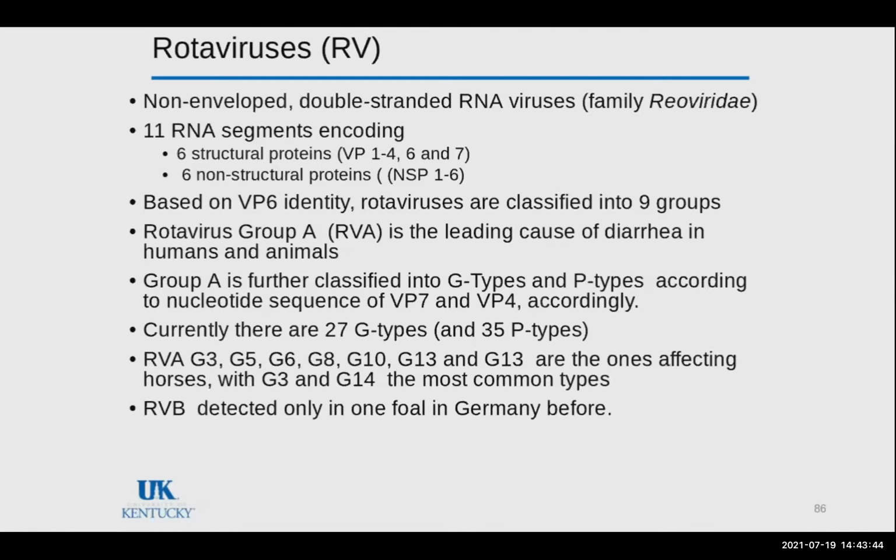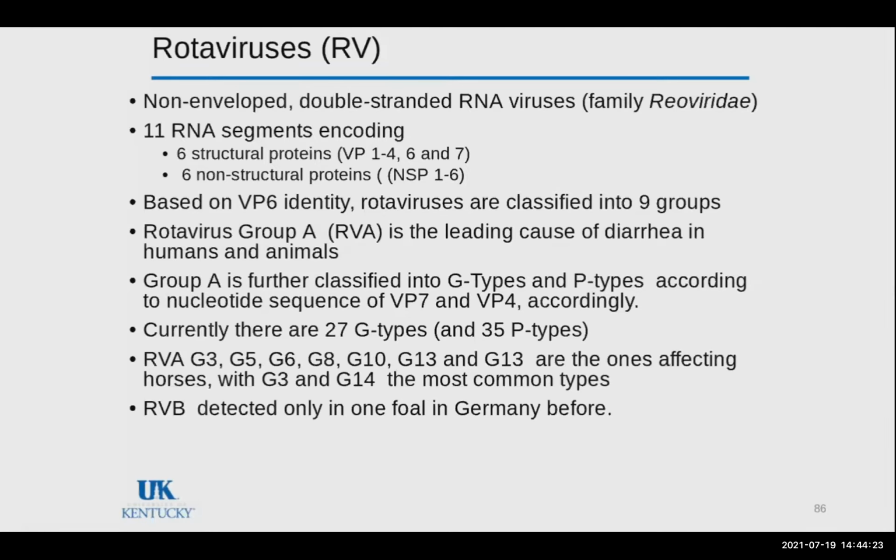One reason is that this is an RNA virus. The mutation rate is very high, and recombination can happen very much in this type of RNA virus. Within rotavirus group A, there are several types that affect horses, particularly G3 and G14, the most common types. According to a recent paper, Dr. Balasuria found only G3 and G14 are present in the central Kentucky area.